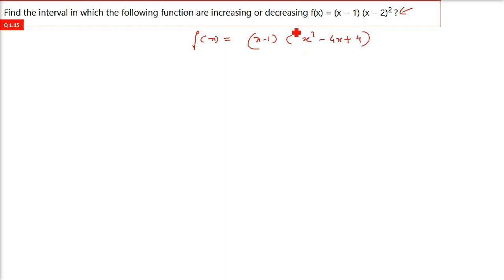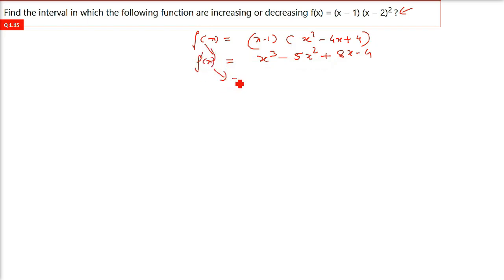Now just multiply this, and I hope you'll be able to multiply. This is just a proper common multiplication. You'll get x cube minus 5x square plus 8x minus 4. This is what you'll get. Now this is what we have already seen in the previous questions. So we will take the differentiation now.